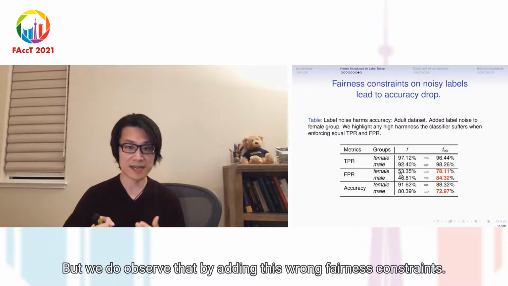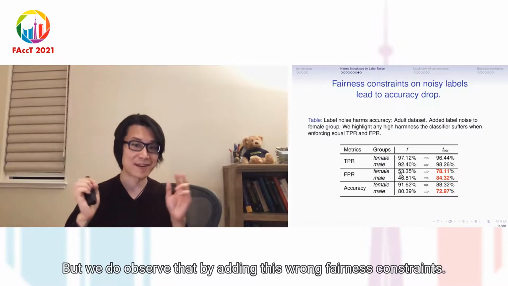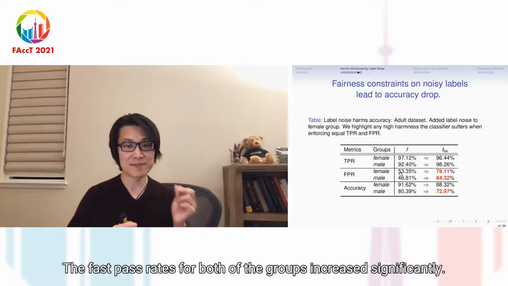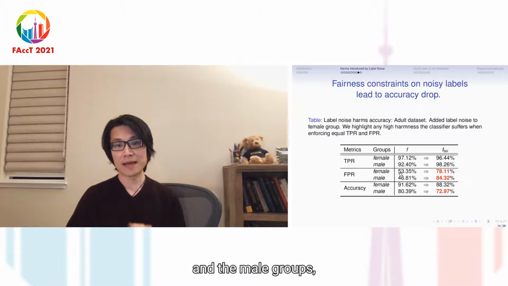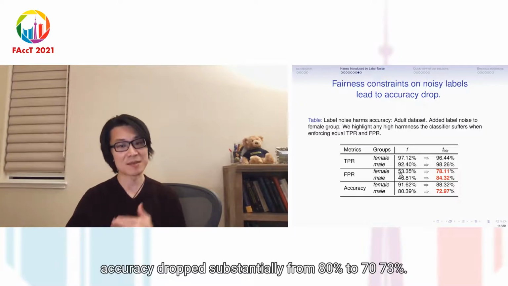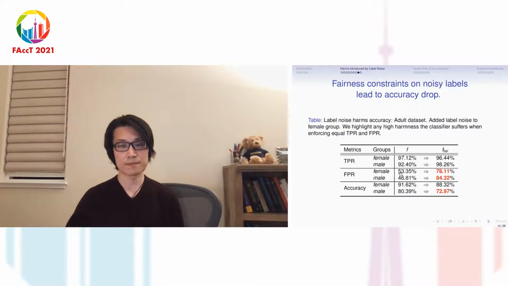And we do observe that by adding this wrong fairness constraint, the false positive rates for both of the groups increase significantly. So this is indicating a significant drop in the performance. And the male group's accuracy dropped substantially from 80% to 73%.